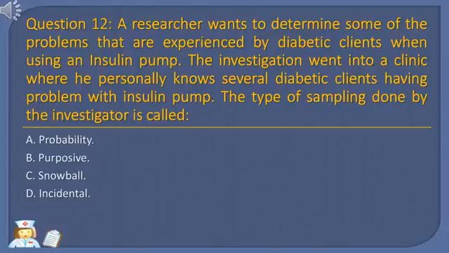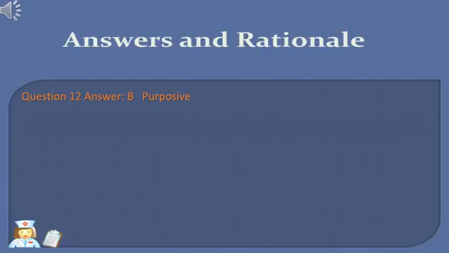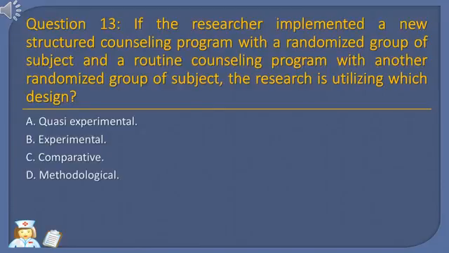Question 12. A researcher wants to determine some of the problems that are experienced by diabetic clients when using an insulin pump. The investigation went into a clinic where he personally knows several diabetic clients having problems with the insulin pump. The type of sampling done by the investigator is called A. Probability. B. Purposive. C. Snowball. D. Incidental. Question 12 answer. B. Purposive.